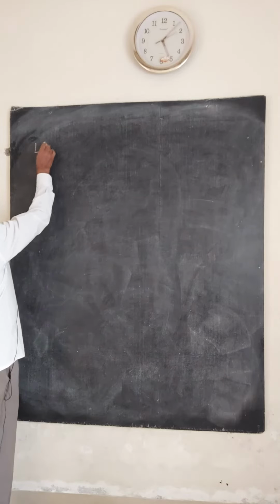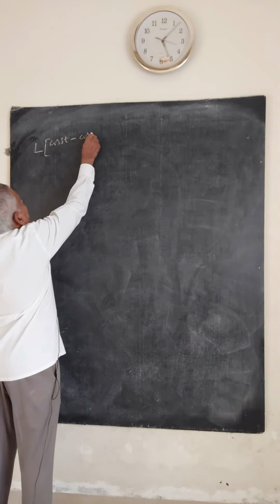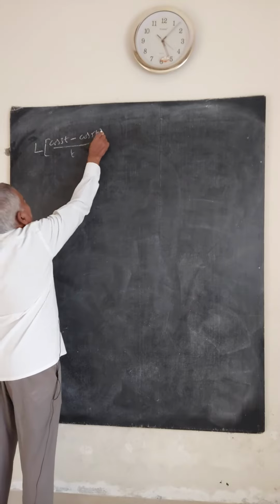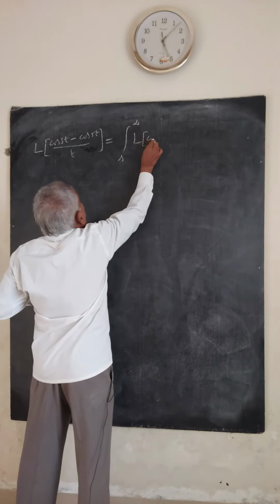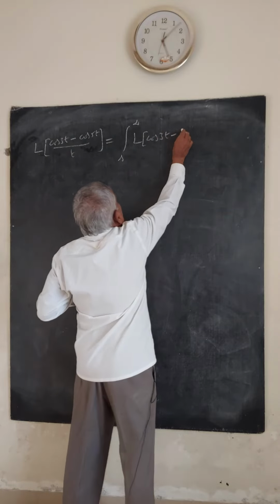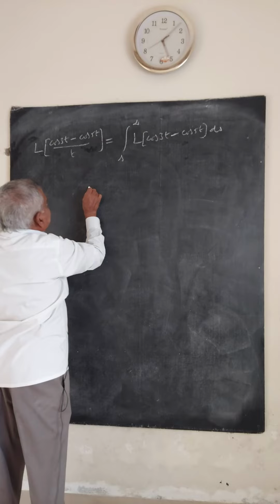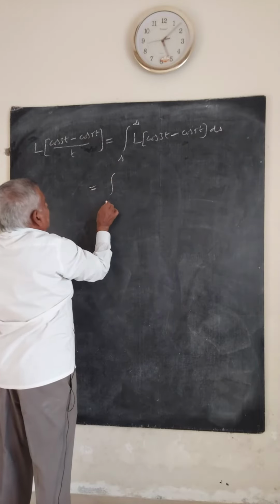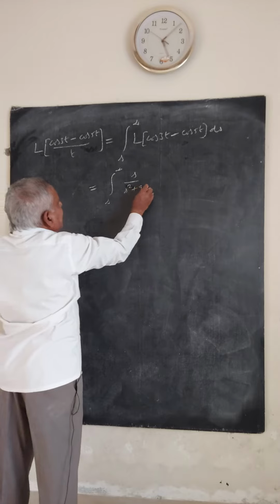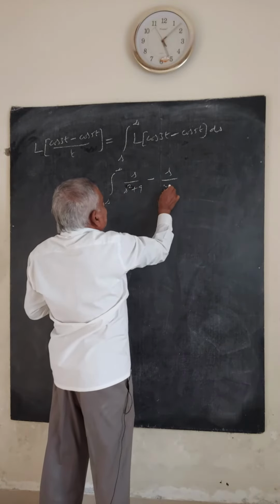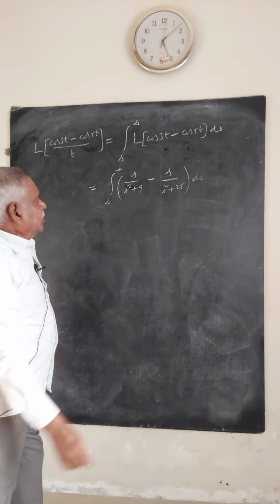Second sum, L of cos 3t minus cos 5t by t equals s to infinity, L of cos 3t minus cos 5t ds. Integral from s to infinity of, L of cos 3t is s by s square plus 3 square, which is 9, minus s by s square plus 5 squared, which is 25. Basic formulas, standard forms used.